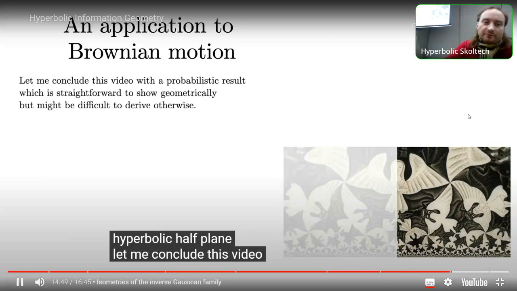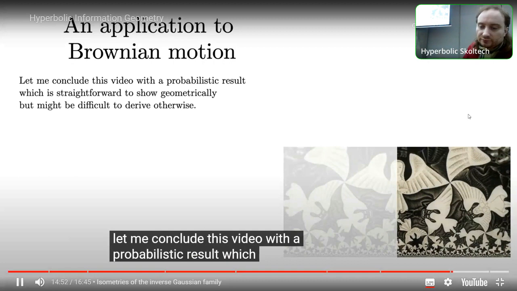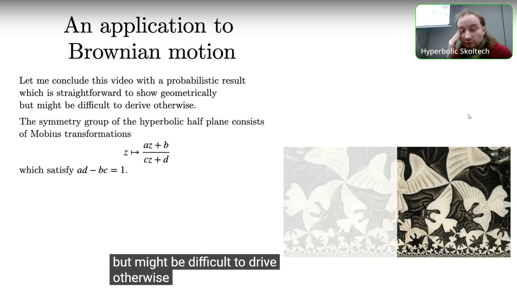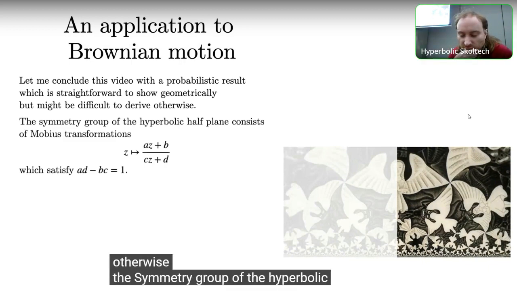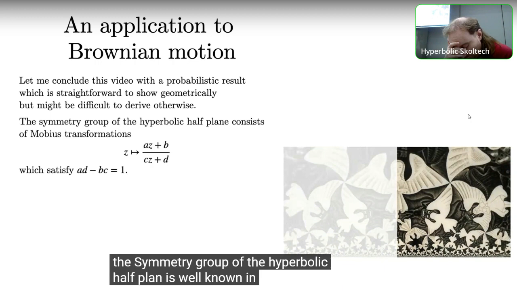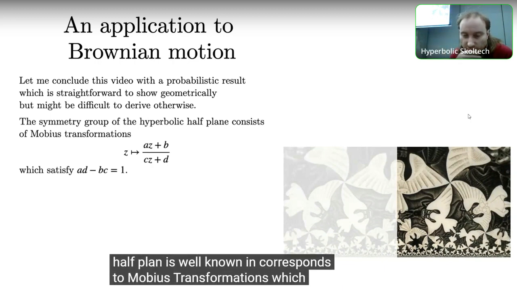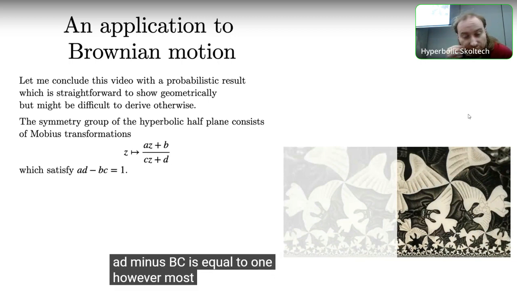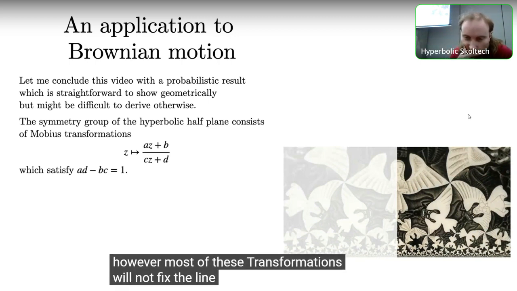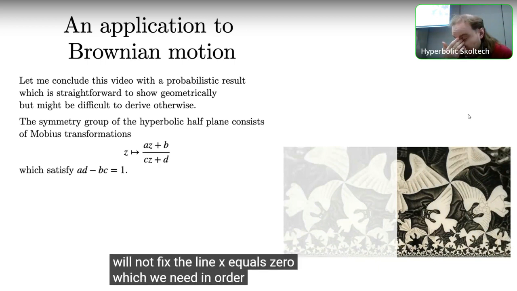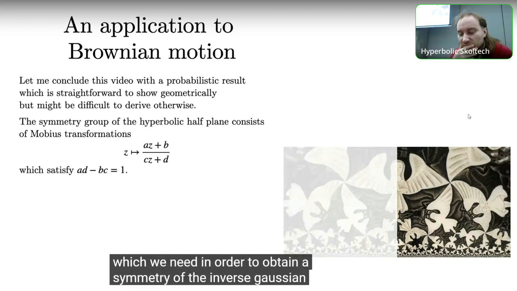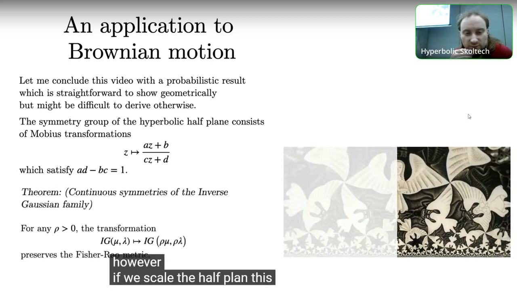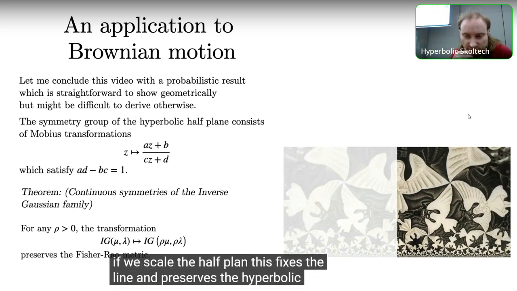He concludes this video with a probabilistic result, which is straightforward to show geometrically, but might be difficult to draw outcomes. The symmetry group of the hyperbolic plane is well known and corresponds to Mobius transformations which satisfy AD minus BC equals 1. However, most of these transformations will not fix the line x equals 0, which we need in order to obtain the symmetry of the inverse Gaussian distribution. However, if we scale the half-line, this fixes the line and preserves the hyperbolic metric.